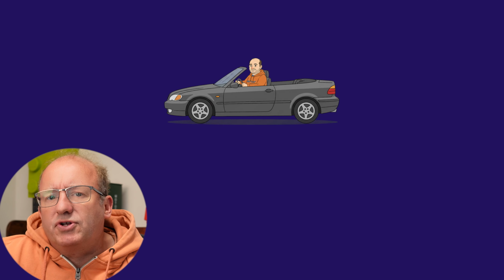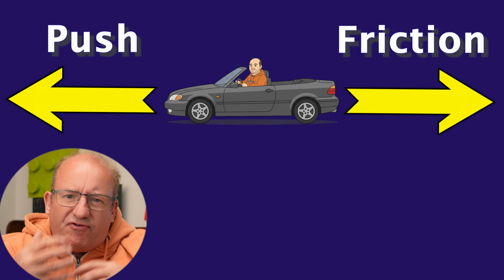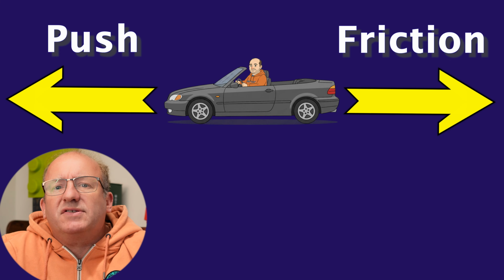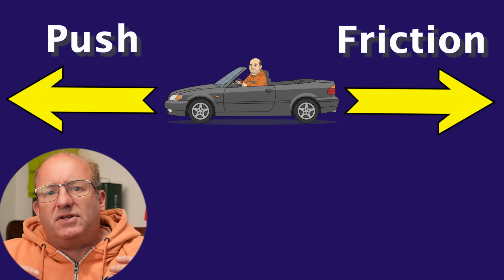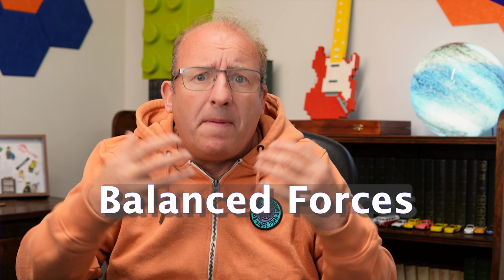Here we have a car with two forces acting on it. There's the mechanical push, if you like, in the engine driving the wheels, and then there's the drag, or the air resistance, resisting that, pushing in the other direction. In this example, both forces are the same size or magnitude, and they cancel each other out. The forces are balanced.